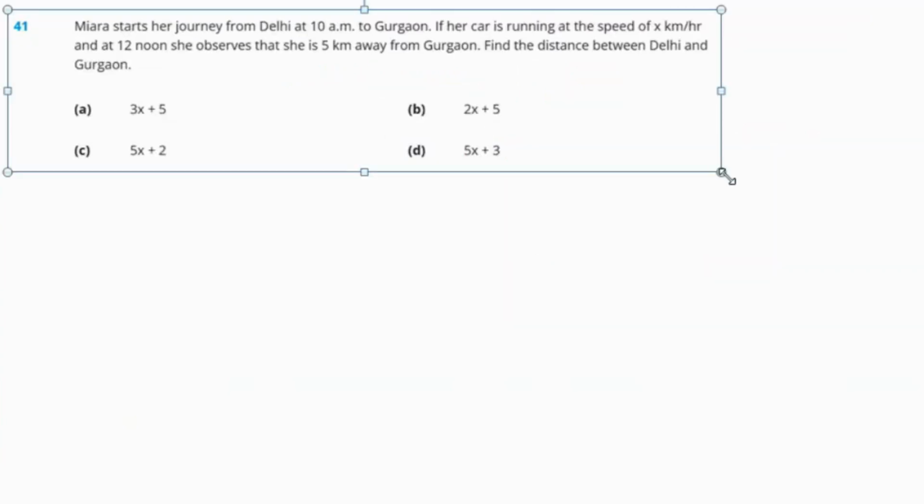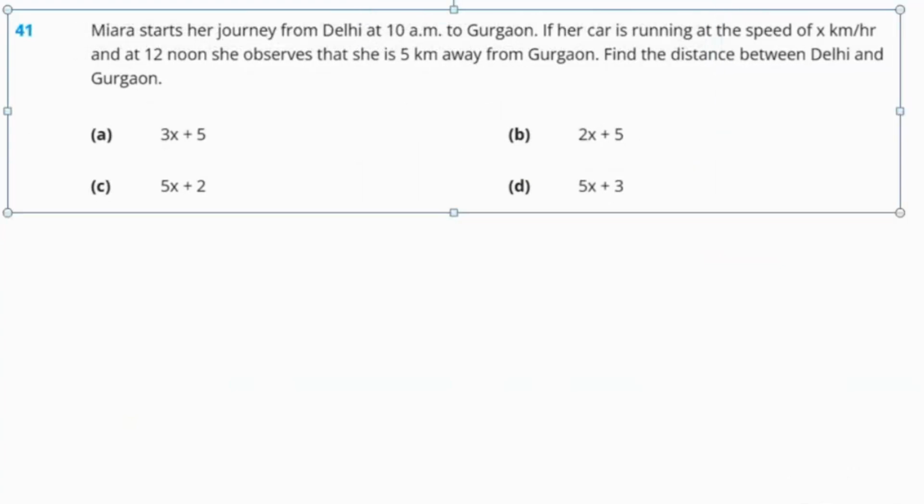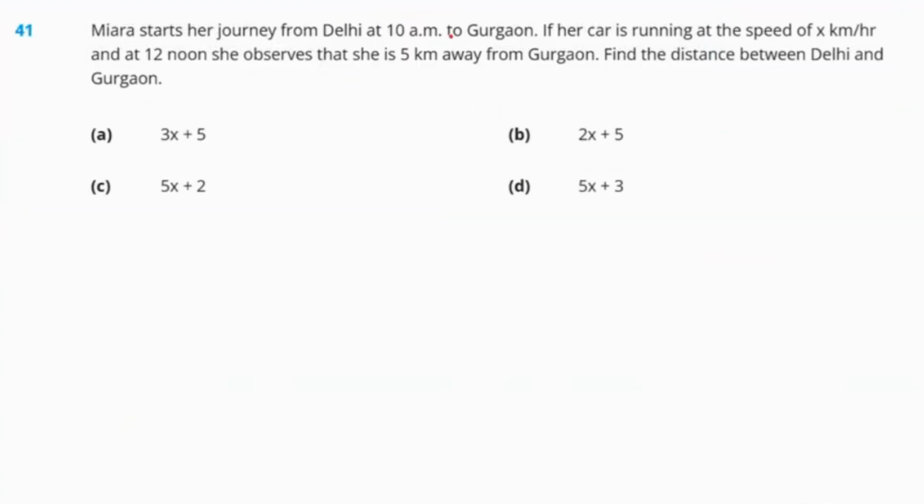Next is, Myra starts her journey from Delhi at 10 a.m. to Gurgaon. Okay, from Delhi to Gurgaon. If her car is running at a speed of x kilometer per hour, and at 12 noon she observed that she is 5 kilometer away from Gurgaon, find the distance between Delhi and Gurgaon.